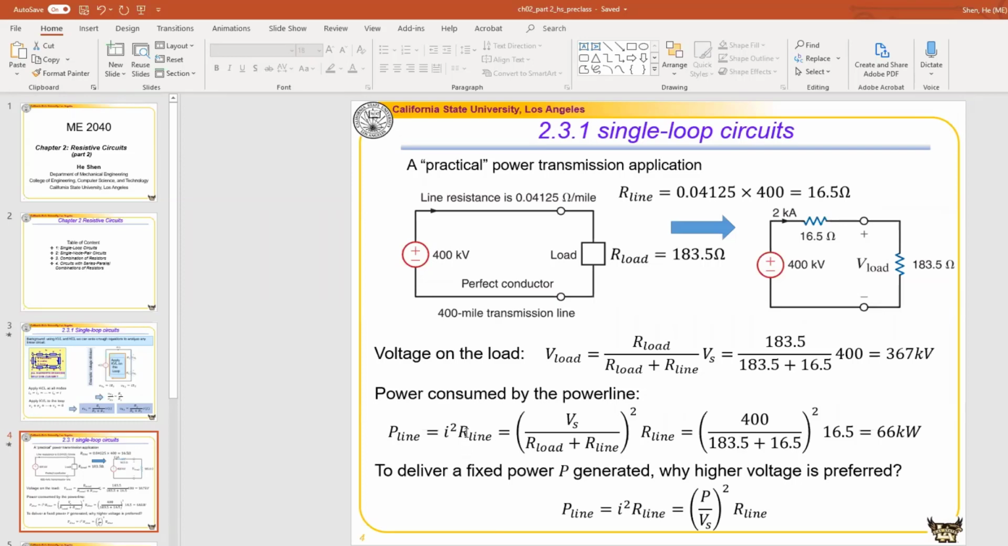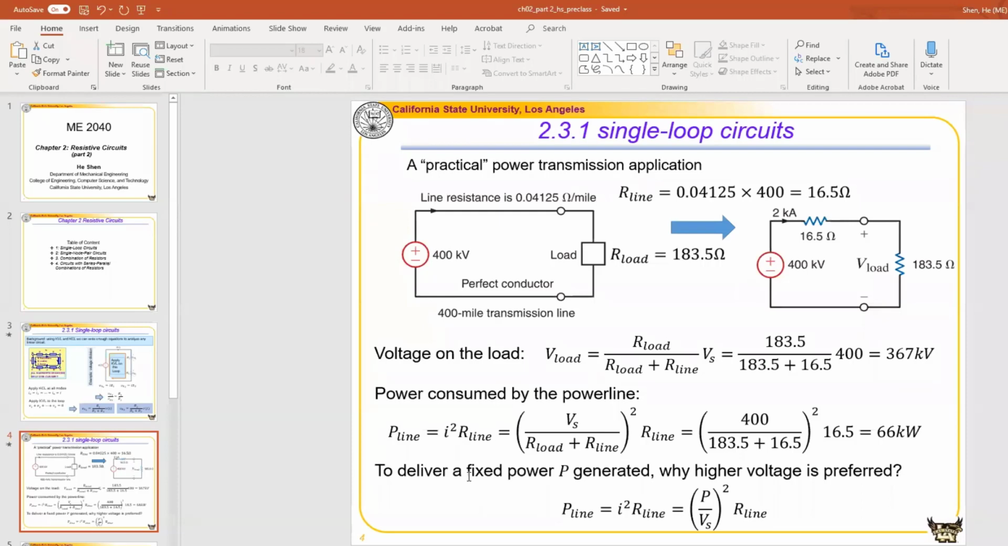So over here we use I squared times R. The current I will be equal to the current going through this single loop, Vs divided by the total resistance, times R line. We can find the power consumption, that is 66 kilowatts.